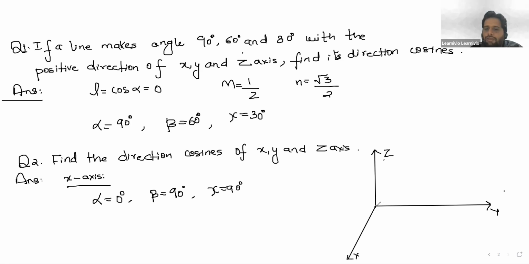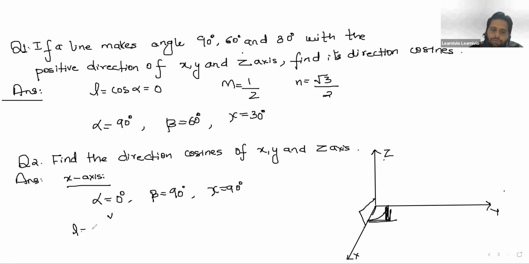Okay, so if you have an x-axis, what is alpha? The angle which a line makes with the x-axis. So the x-axis makes an angle 0 degree with itself. So that's why alpha is 0. What is beta? The angle which a line makes with the y-axis. The x-axis is making an angle 90 with the y-axis. So that's why beta is 90. What is gamma? The angle which the x-axis makes with the z-axis. So it is also 90.